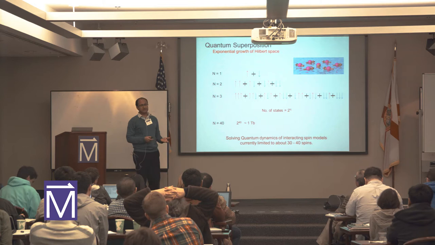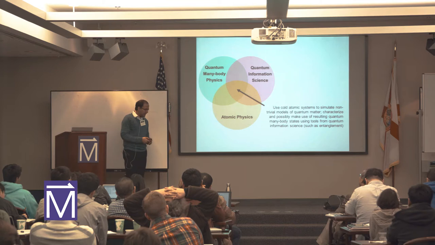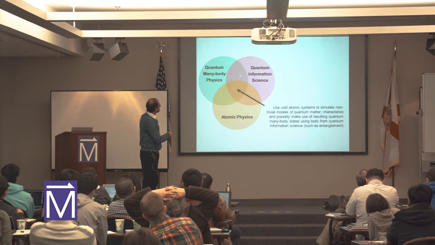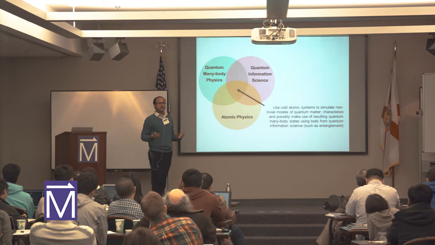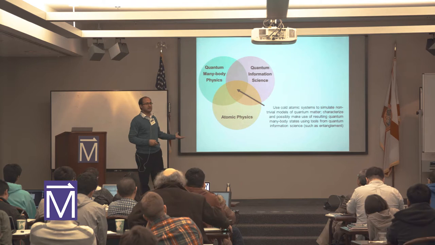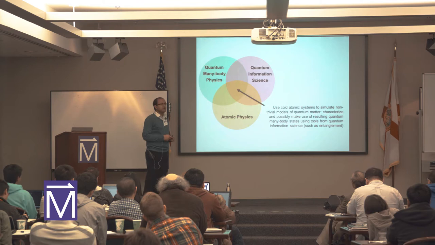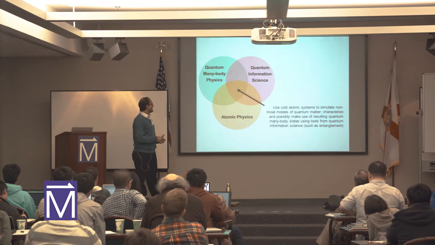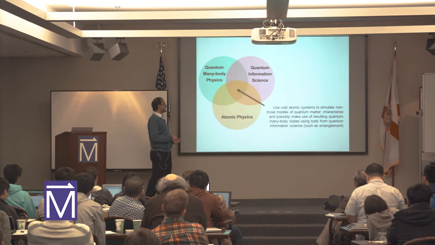So the idea here is whether we can use an experimental system to simulate these problems. And as I said, in the last 5 or 10 years, the three branches of science kind of came together. We have heard about quantum many-body physics and the intersection of that with quantum information sciences, using concepts of entanglement to characterize phases of matter. And where we come in additionally is to bring our tools used in atomic physics, all the spectroscopic tools and laser cooling, all the different tools that have been developed over many decades, into this equation. And in this overlap region, essentially we use cold atomic systems to simulate non-trivial models of quantum matter and then characterize, and possibly make use of, the resulting quantum many-body states using tools from quantum information science, such as entanglement.